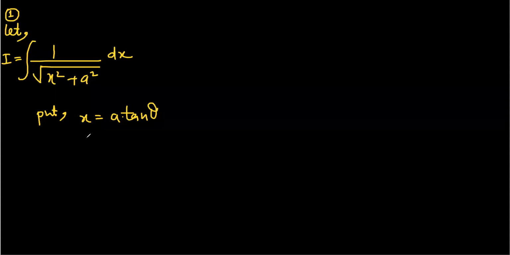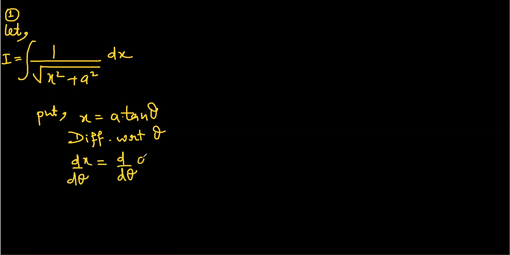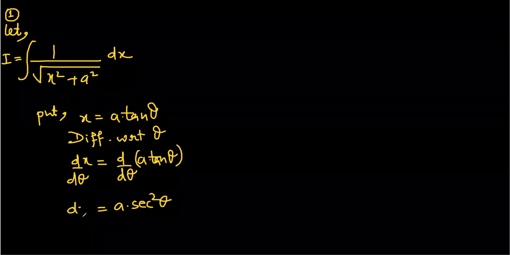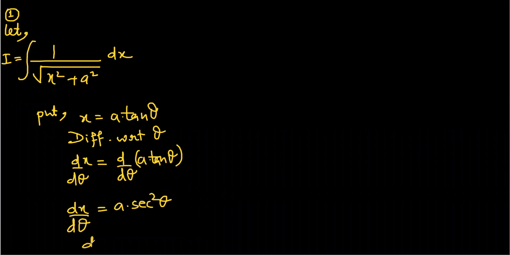As usual, we will differentiate. Here I write differentiating with respect to theta because I wrote x as a tan theta. When I differentiate with respect to theta, I get d by d theta of x, and here I have d by d theta of a tan theta. As you know, students, a is a constant, so d by d theta of tan theta is sec square theta. But here I have dx over d theta, so I multiply d theta here, and I get dx equals a sec square theta d theta.